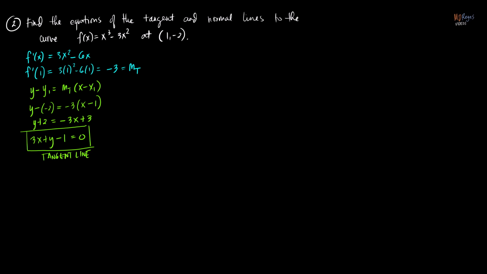Now let's go to the normal line. What is the slope of the normal line? The slope of the normal line is negative 1 over the slope of the tangent line, negative 3. So it's positive 1/3. Now for the equation of the normal line, you use the point slope form again of the equation of a line, but this time use the slope of the normal line. Okay, so we still use the point of tangency with coordinates 1, negative 2.